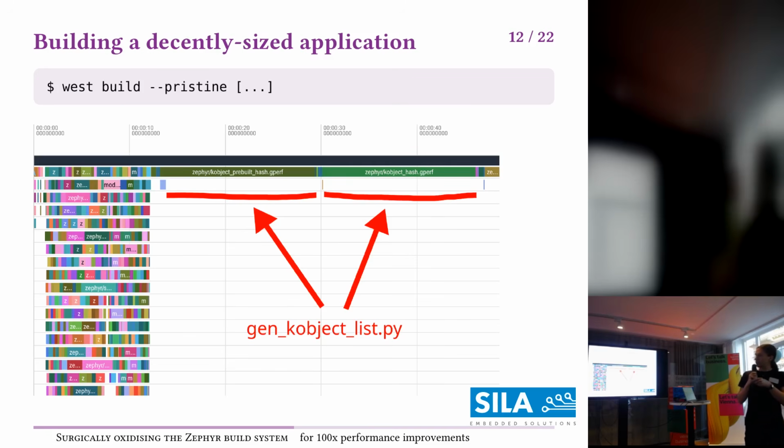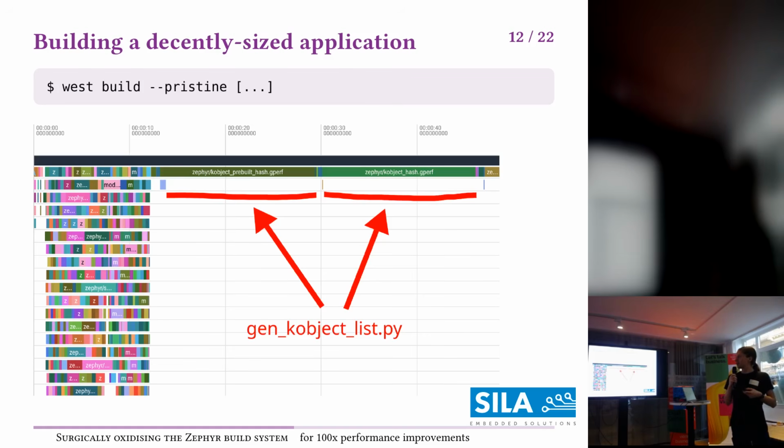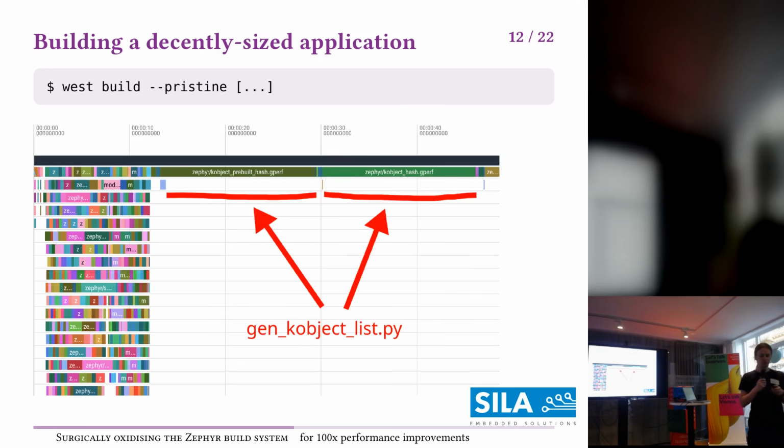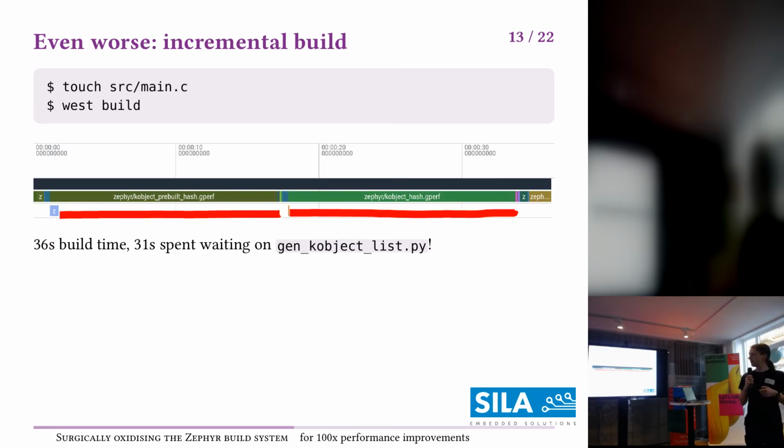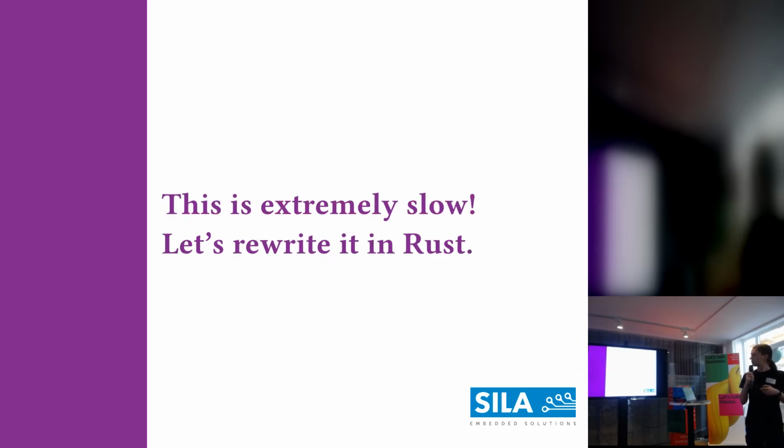But after that, for most of the graph it's actually just a single thread doing all the work for, well, 30-ish seconds. And what happens here is two invocations of this gen_kobject_list.py file. So for most of the build, we're actually waiting on this single script. It gets even worse in an incremental build because we have none of the compilation work, only the single file that changed. So 31 out of 36 seconds of build time are spent in this script. That's slow. What do? We rewrite it.